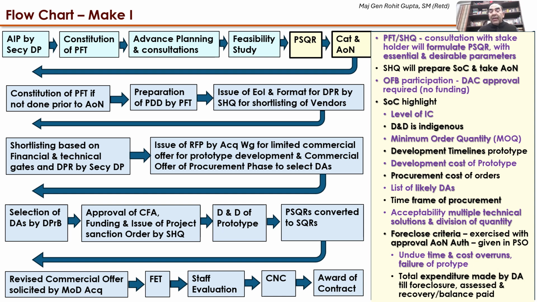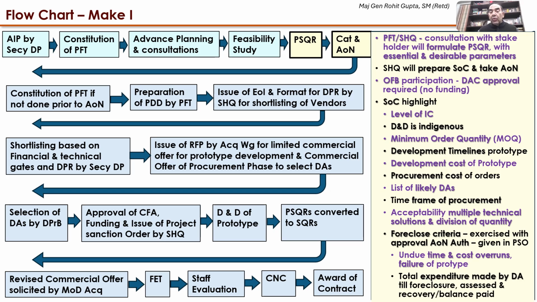The list of the likely DAs which have the capability to furnish the equipment, and the time frame for procurement, and in case there are multiple technical solutions and there is a division of quantity, this shall be ascertained. The foreclose criteria will be particularly specified, and it is only exercised after approval of the AON authority. This is given in the project sanction order as to why the foreclose criteria is being exercised.